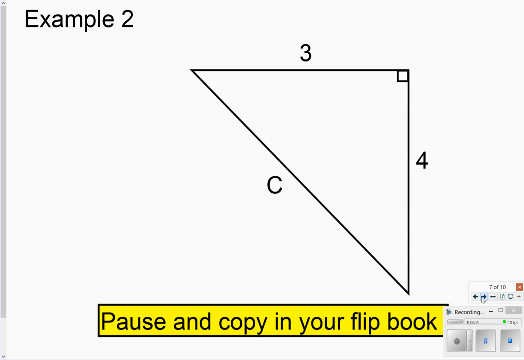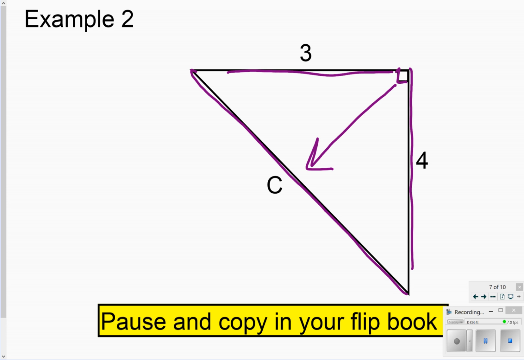Here is our next example. I wanted to show you that the triangle this time looks a little differently. Our legs are up here, and we know that they're the legs because here is our right angle, and our legs are always the two lines coming off of that right angle. Our hypotenuse is always the one opposite our right angle, and it's always the longest side.